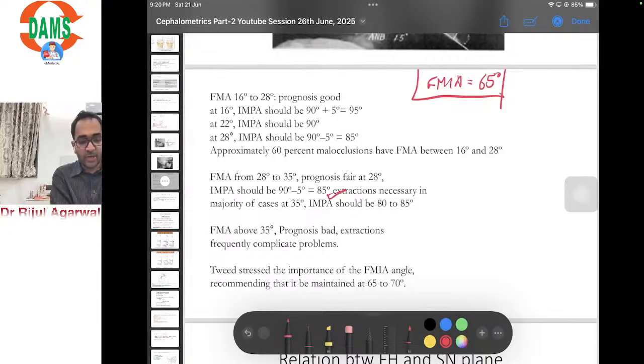As I said, Tweed stressed the importance of the FMIA angle, recommending it to be placed between 65 to 70 degrees, and you need to alter the IMPA or the incisor position accordingly so as to place the lower teeth at an appropriate position. I hope I am clear, because this table and these values are really important for your exam.